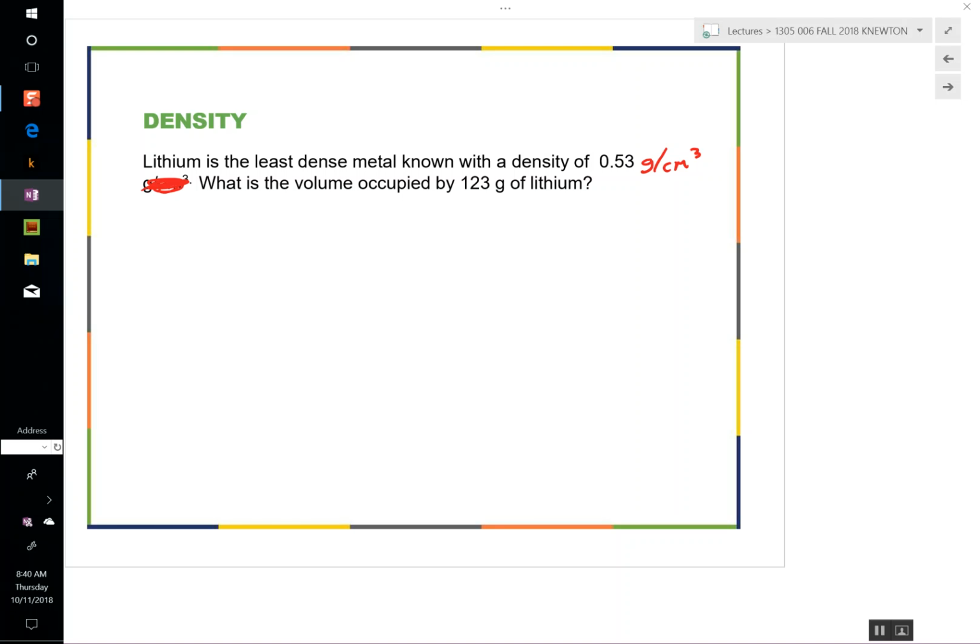Okay, we read the problem once. Now analyze the problem. Lithium is the least dense metal known with a density of, this is density, 0.53 grams per cubic centimeter. What is the volume? So what I would do is volume, what is the volume? That is the unknown. It's occupied by 123 grams. That's the mass. Okay, this is a density problem.